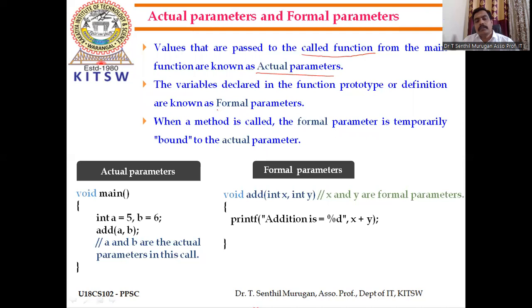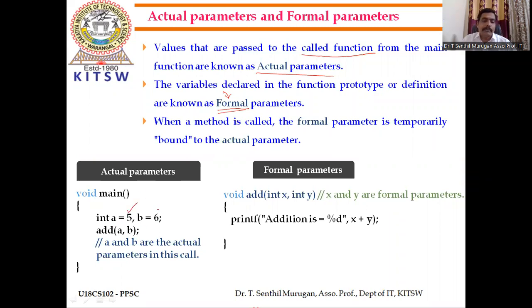Okay, so you can pass any actual value, and that will be taken as formal arguments, which we use in the function definition. When a method is called, the formal parameter is temporarily bound to the actual parameters. Okay, so see this example of actual parameters.